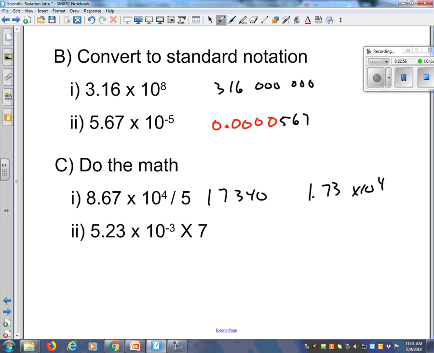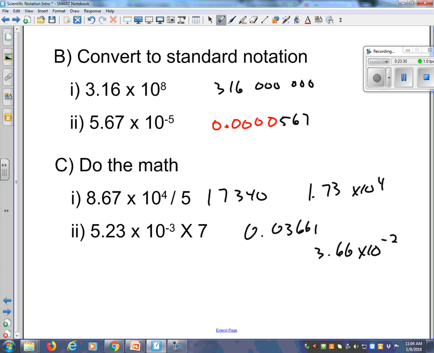Yes? Okay, let's try this one, and then I'll let you go on your own. 5.23 EXP minus 3 times 7. And I get 0.03661. Convert that to scientific notation, and you get 3.66 times 10 to the minus 2.